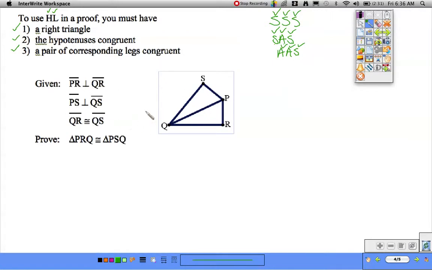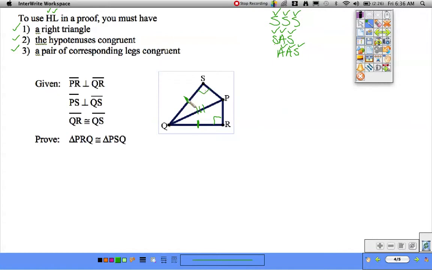In this proof, I'm trying to prove that triangle PRQ is congruent to PSQ. So I'm going to start just like we did examples 1 through 6. I'm just going to mark the picture with the information that I'm given. PR is perpendicular to QR. That means I'm going to get a right angle at that spot. PS is perpendicular to QS. That means I'm going to get a right angle. I'm also given that QR is congruent to QS. And then what I'm seeing is I have this reflexive side from Q to P.